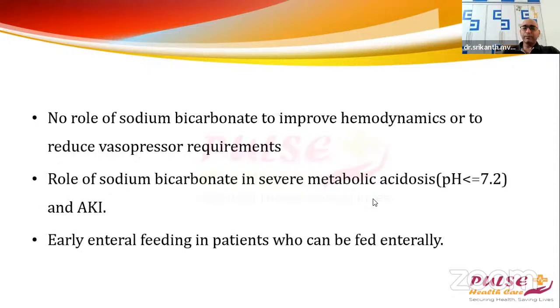Coming to soda bicarb, sodium bicarbonate should not be used in patients to improve hemodynamics or to reduce vasopressor requirements. Soda bicarb is only indicated when there is severe metabolic acidosis and AKI stage 3 or 4. And early enteral feeding should be started in patients who can be fed enterally, preferably within 72 hours. Hypocaloric feeding is also beneficial.